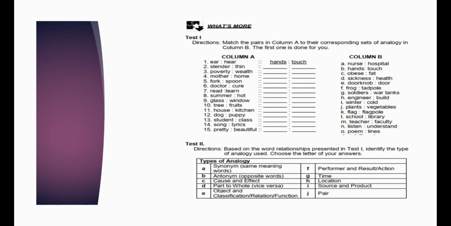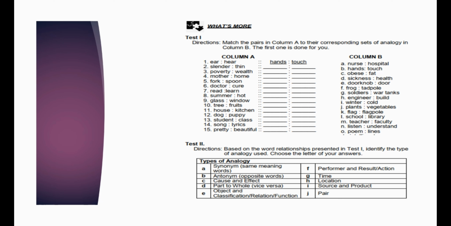Go to page 12. I'd like you to answer test 1 and 2. For test 1, match the pairs in column A to their corresponding sets of analogy in column B. The first one is done for you. Do you see it? Ear is to hear, as hands is to touch. Then on test 2, based on the word relationships presented in test 1, identify the type of analogy used. Choose a letter of your answers.